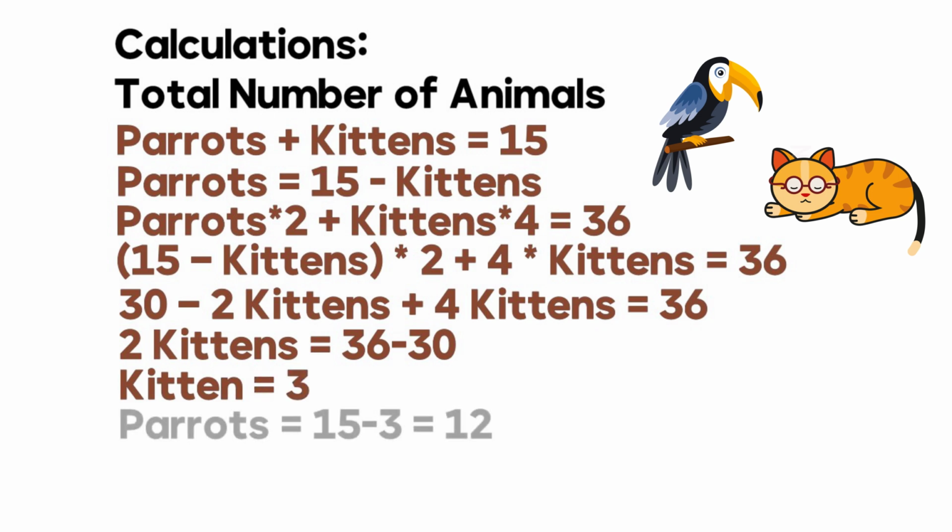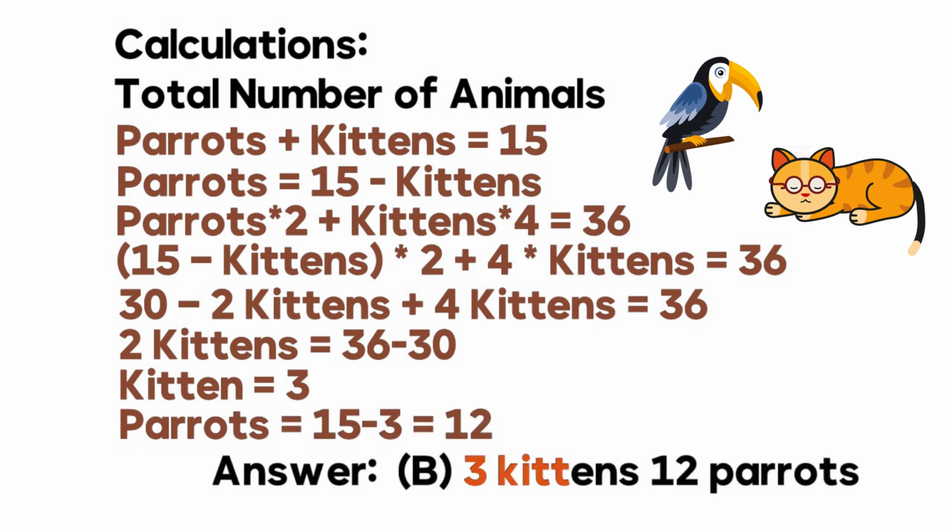Number of parrots then will be calculated by subtracting 3 from 15, and number of parrots equals 12. So the correct answer here is choice B, 3 kittens and 12 parrots. Hopefully you've nailed this question and now know how to answer similar problems on the test.